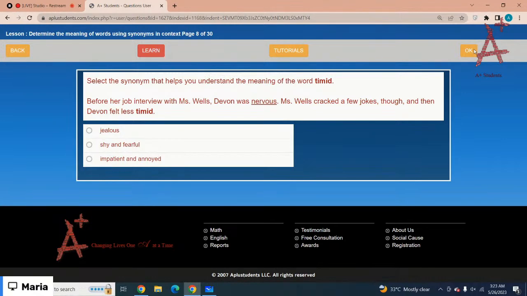Select the synonym that helps you understand the meaning of the word timid. Before her job interviews with Mr. Wells, Devon was nervous. Mr. Wells cracked a few jokes, though, and then Devon felt less timid. So, which is the correct option for timid? The word timid means shy. Yes, shy and fearful it is.